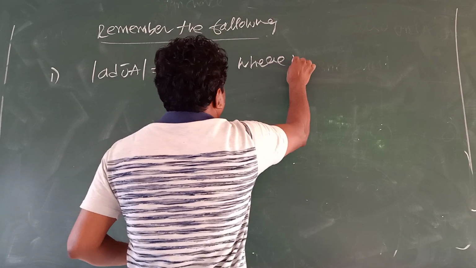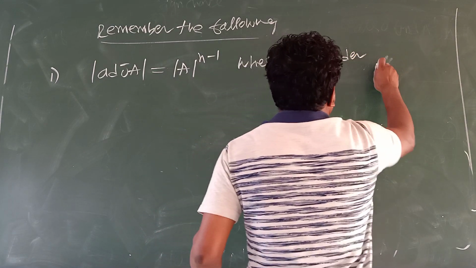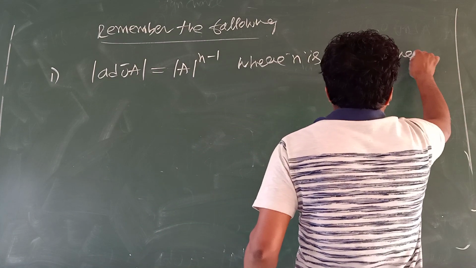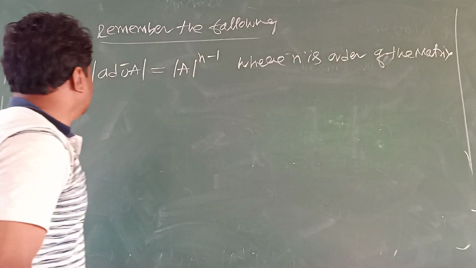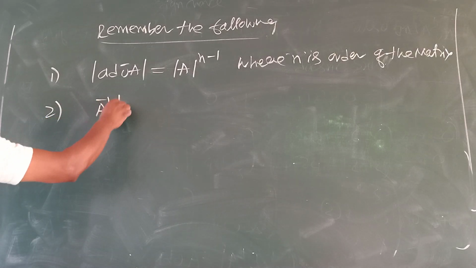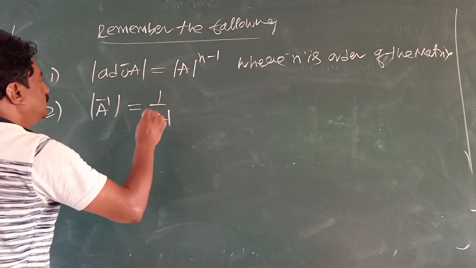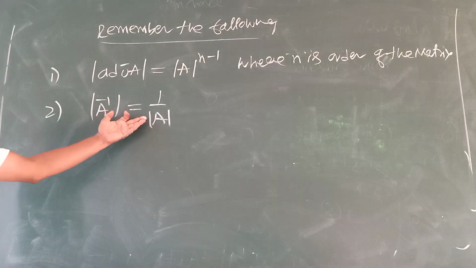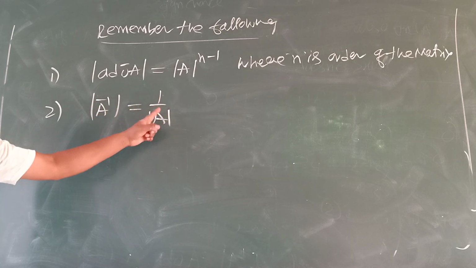Where n is the order of the matrix. One more point. Determinant of A inverse is always equal to 1 by det A. Keep this in mind, students.